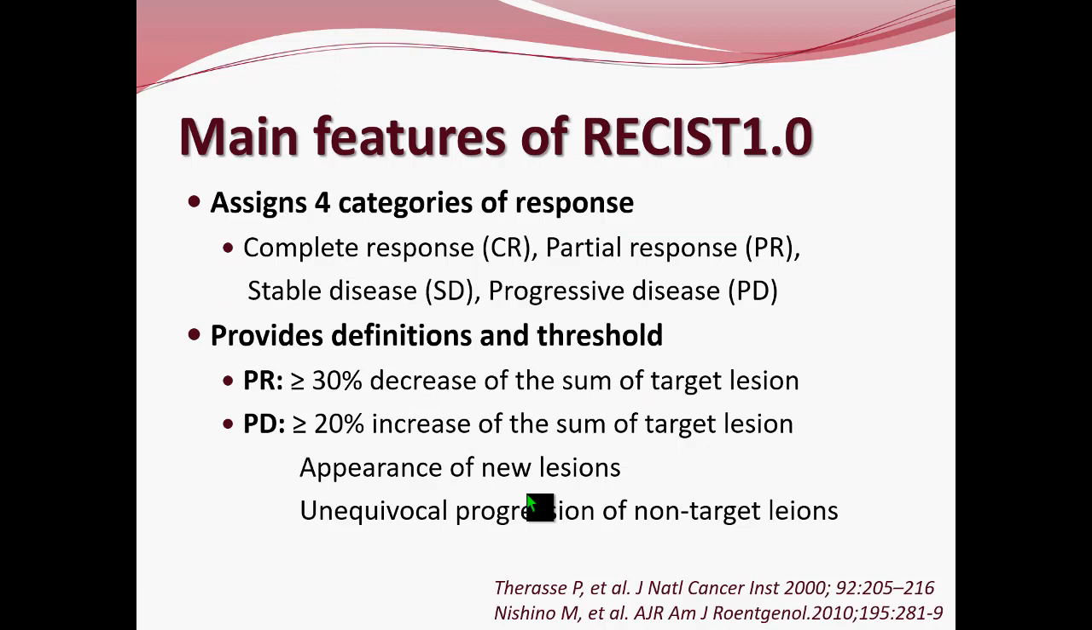RECIST assigns 4 categories of response as shown here, and it provides specific definitions and cut point thresholds for response and progression as shown here. And importantly, in RECIST and WHO as well, the appearance of new lesions immediately defined progression. That becomes important later when we think about tumor immunotherapy.